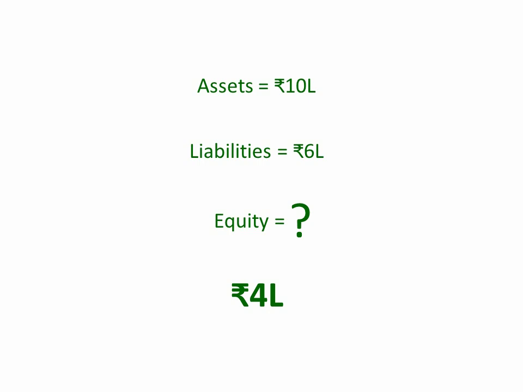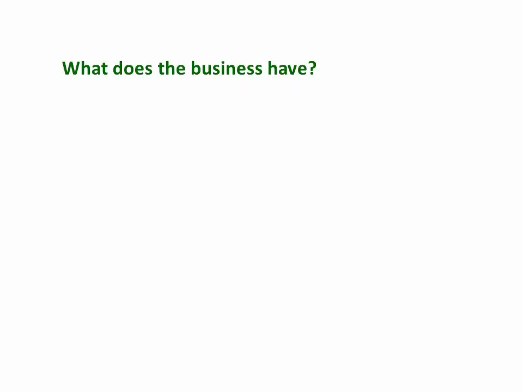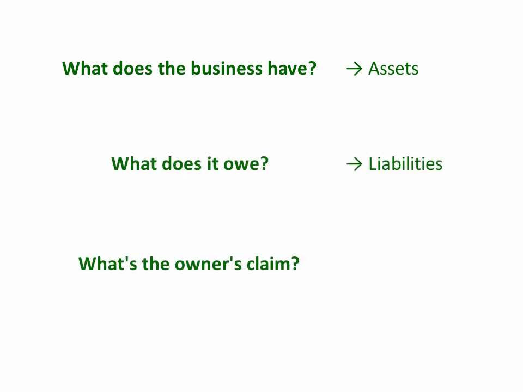And if the equation ever feels confusing, come back to these three questions. What does the business have? Assets. What does the business owe to outsiders? Liabilities. What does the owner claim? Owner's equity. That's the accounting equation.